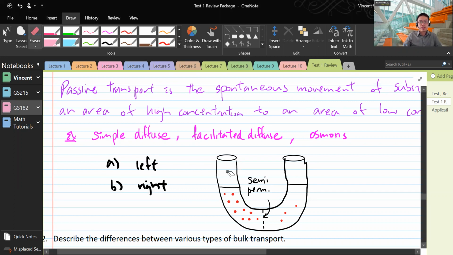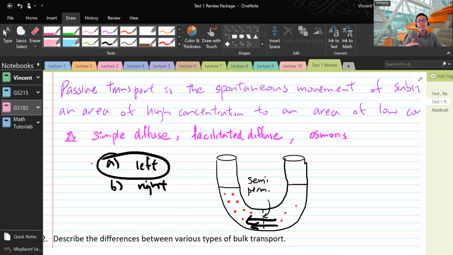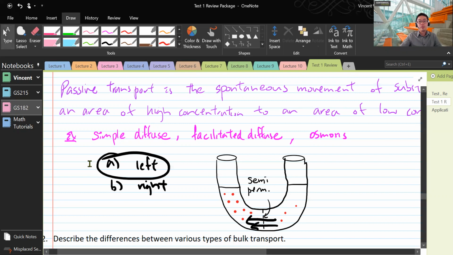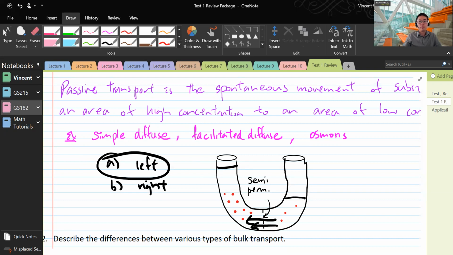The correct answer is, as Beyonce would say, to the left, to the left. That's the answer. The reason is because the water will always move towards the side that has more solute, right? It's trying to balance out the concentration. So it's more concentrated here, and the red dots can't move. So only the water can move. So over time, the water level will rise, and then over here, the water level will drop.